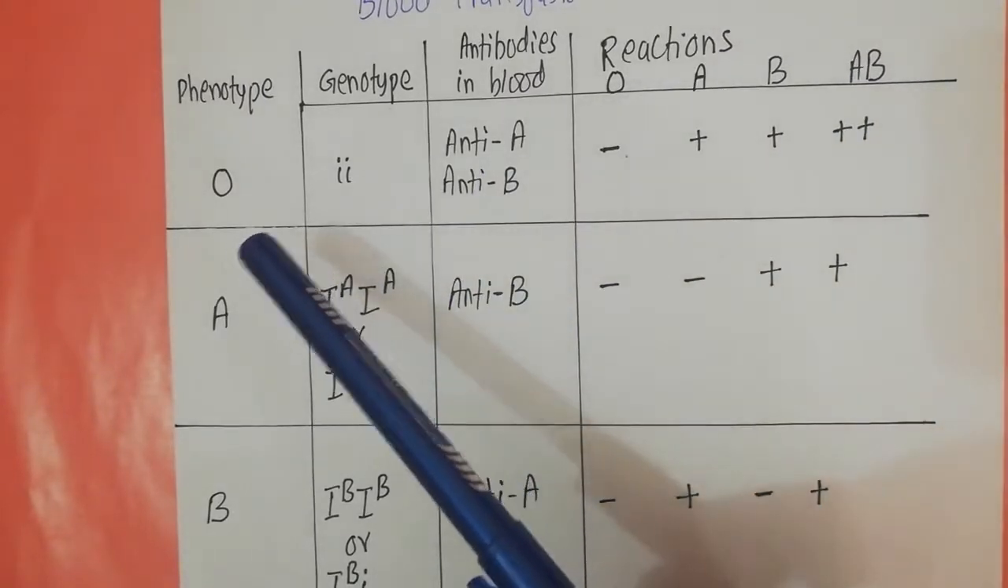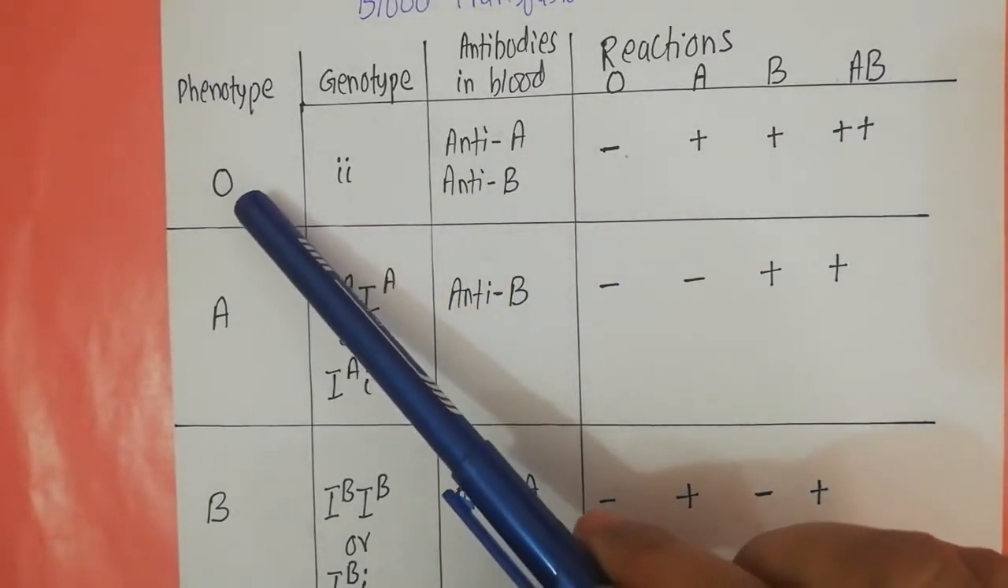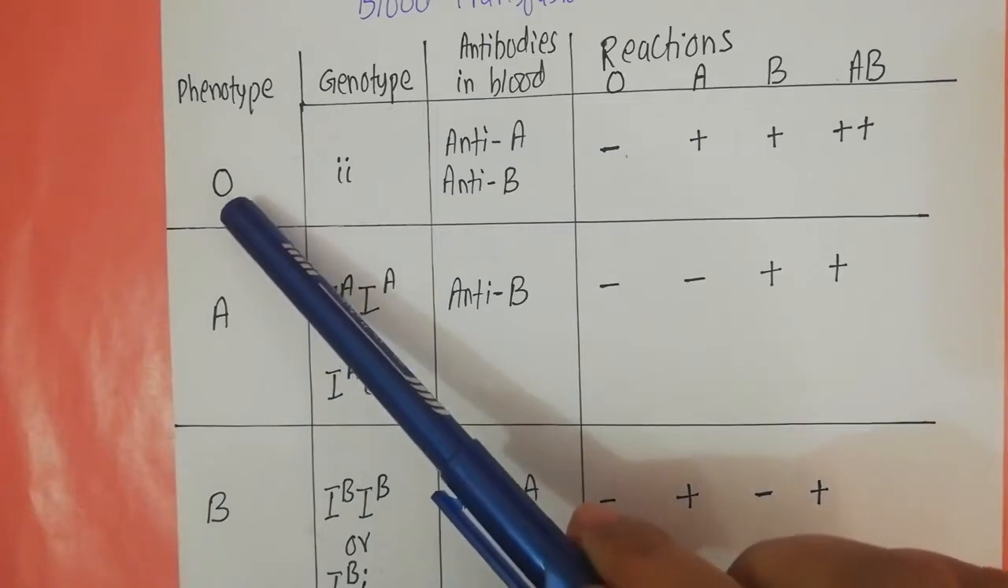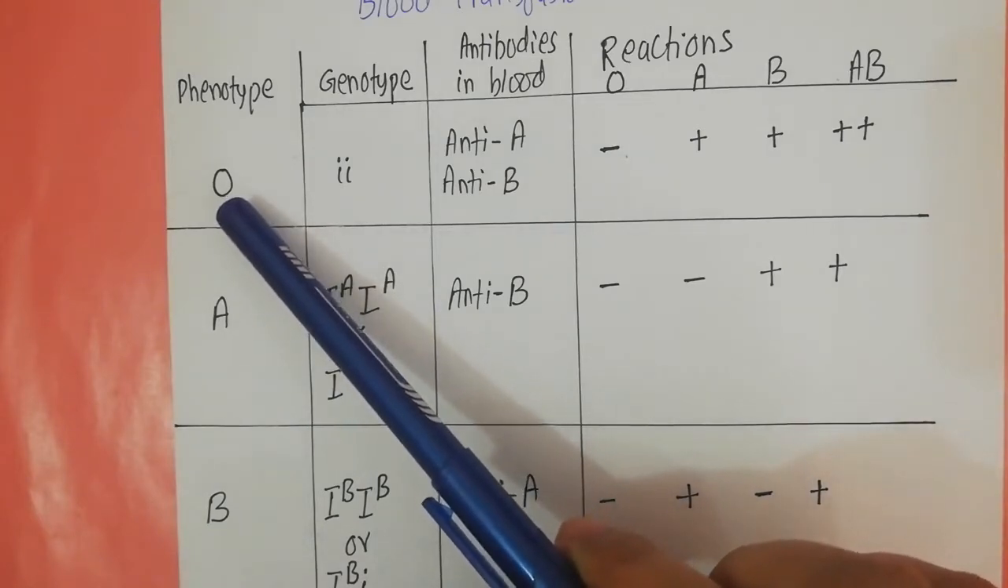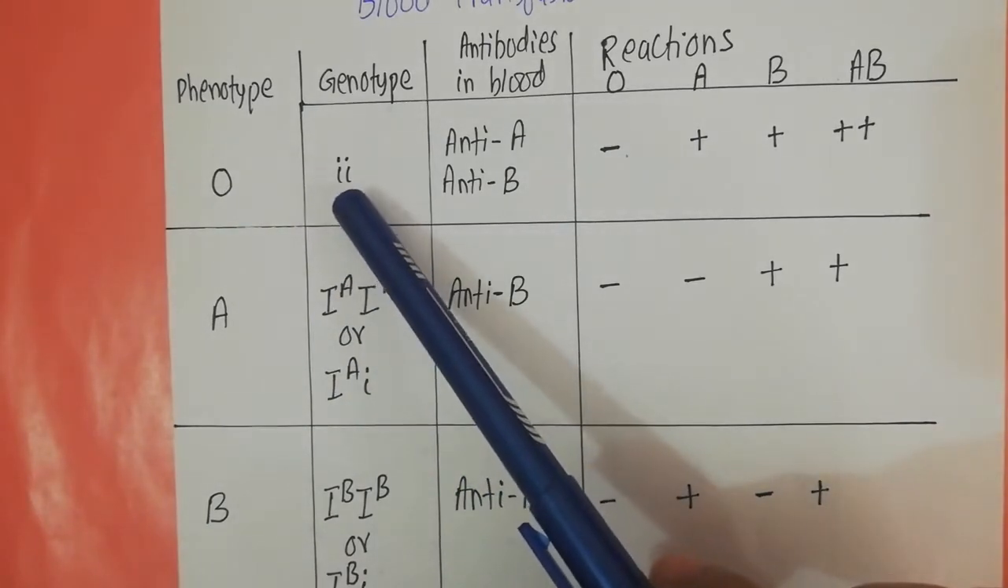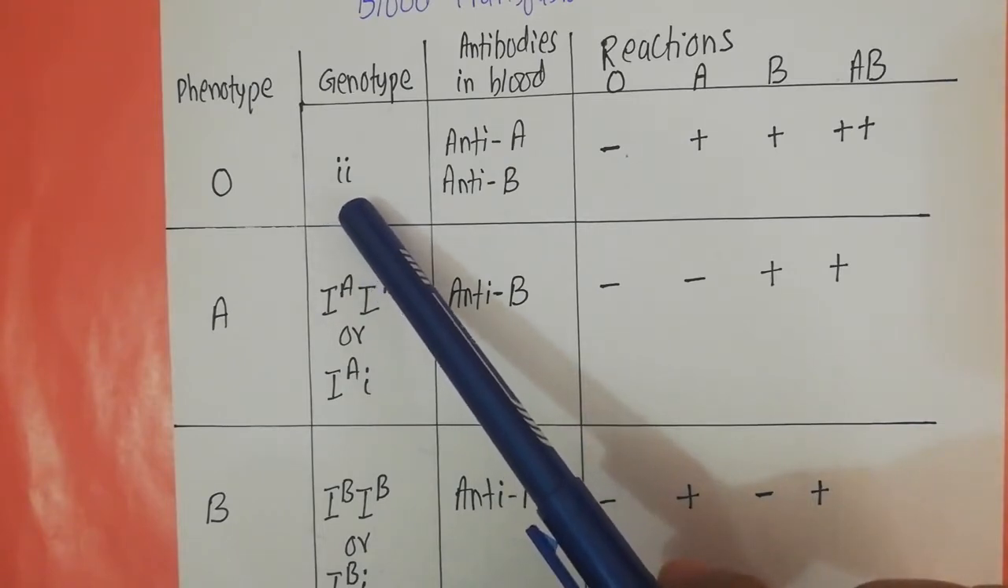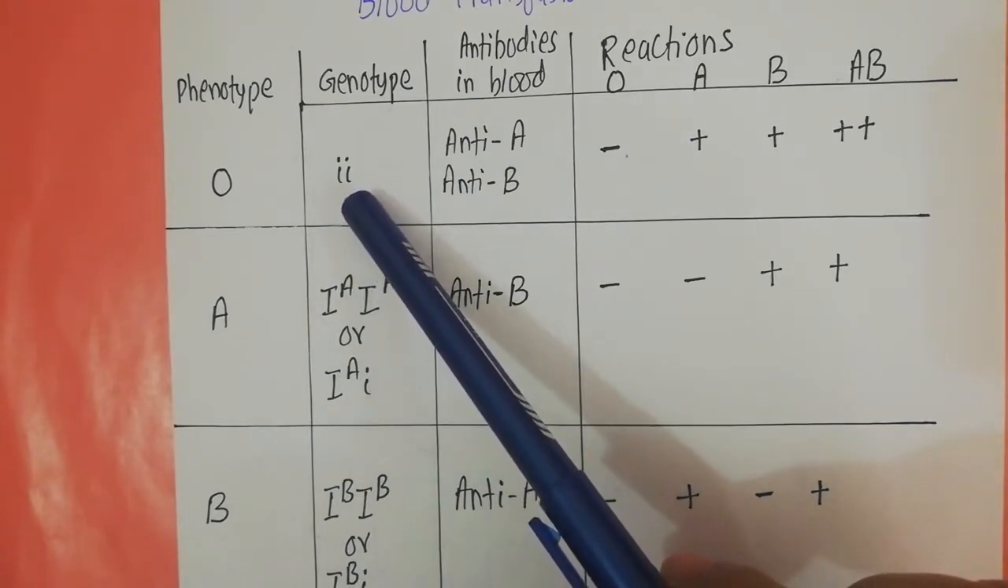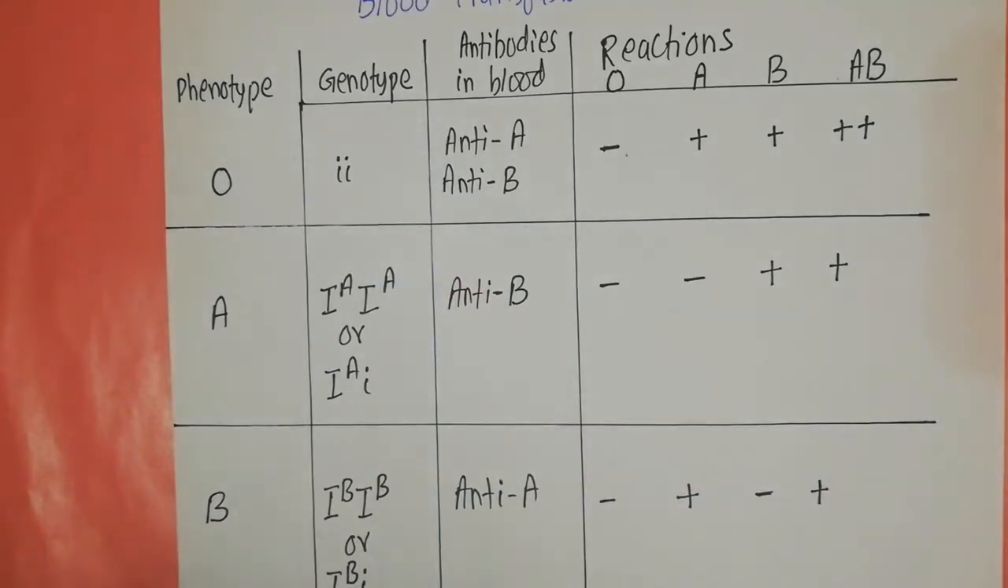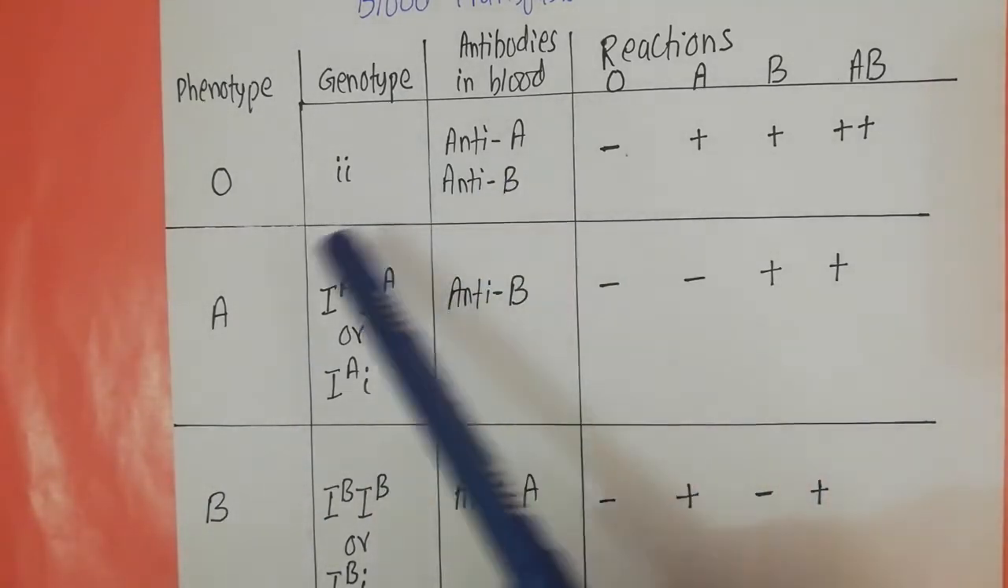Let us first discuss the O type of blood. If you have the O type of blood, your genotype will look like this. You will have the small i and small i alleles. That is going to make your genotype. We will come to this table in a while.